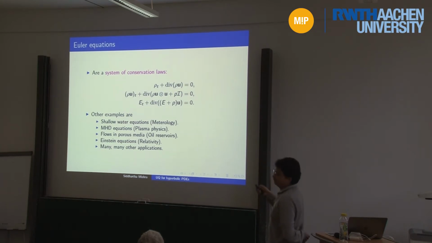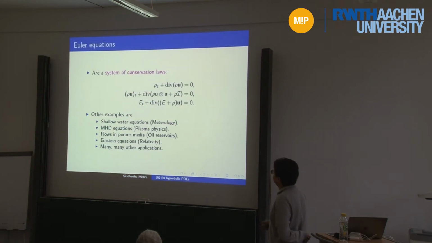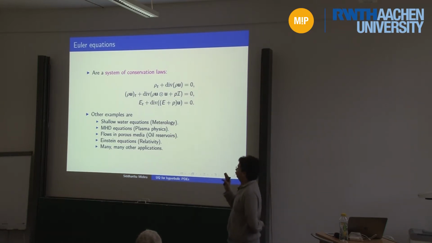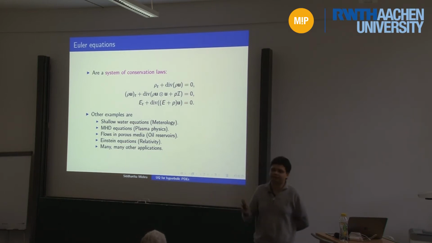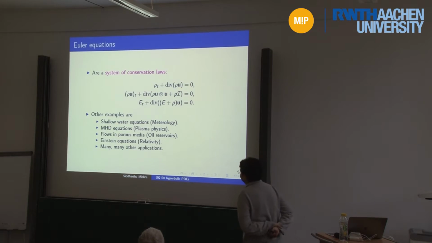The capital U, remember that I always had a capital U here. For this particular case it is rho, the density, rho U, the momenta, E, the total energy, and the flux is given over here. So this is 4 components if you're in 2D and 5 in 3D, right? Because velocity has the same number of components as the dimension. So this is a prototypical example of systems of conservation laws, but there are plenty of other examples.